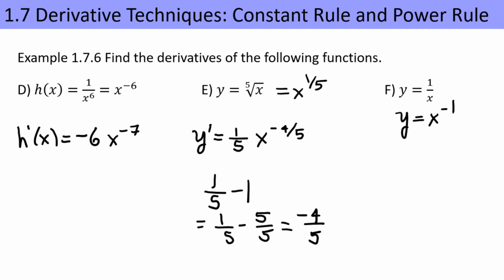Now we're ready to take the derivative. y prime is equal to, write the negative 1 as a coefficient, x to the power of negative 1 minus 1, would be negative 2. That is a perfectly acceptable way to express your answer. If you did not want negative exponents, you could have just as easily written it as negative 1 over x squared.